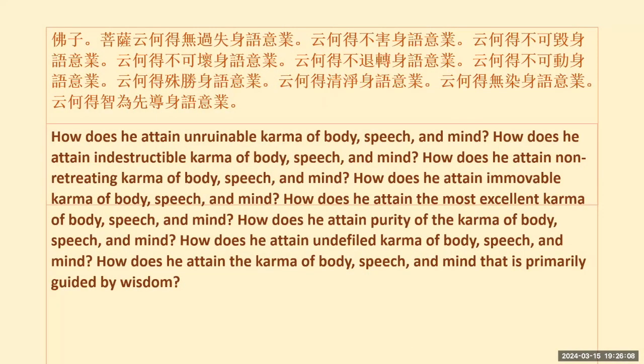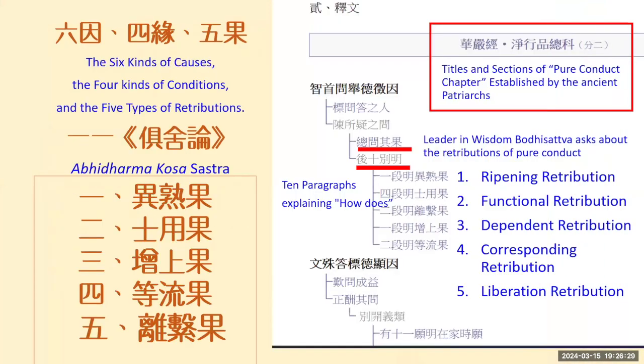At the beginning, Leader in Wisdom Bodhisattva asks, how can a Bodhisattva achieve impeccable purity in body, speech, and mind? How do I practice in order to achieve purity in all three karmas? So next, we will discuss this chapter using the outlines established by the patriarchs.